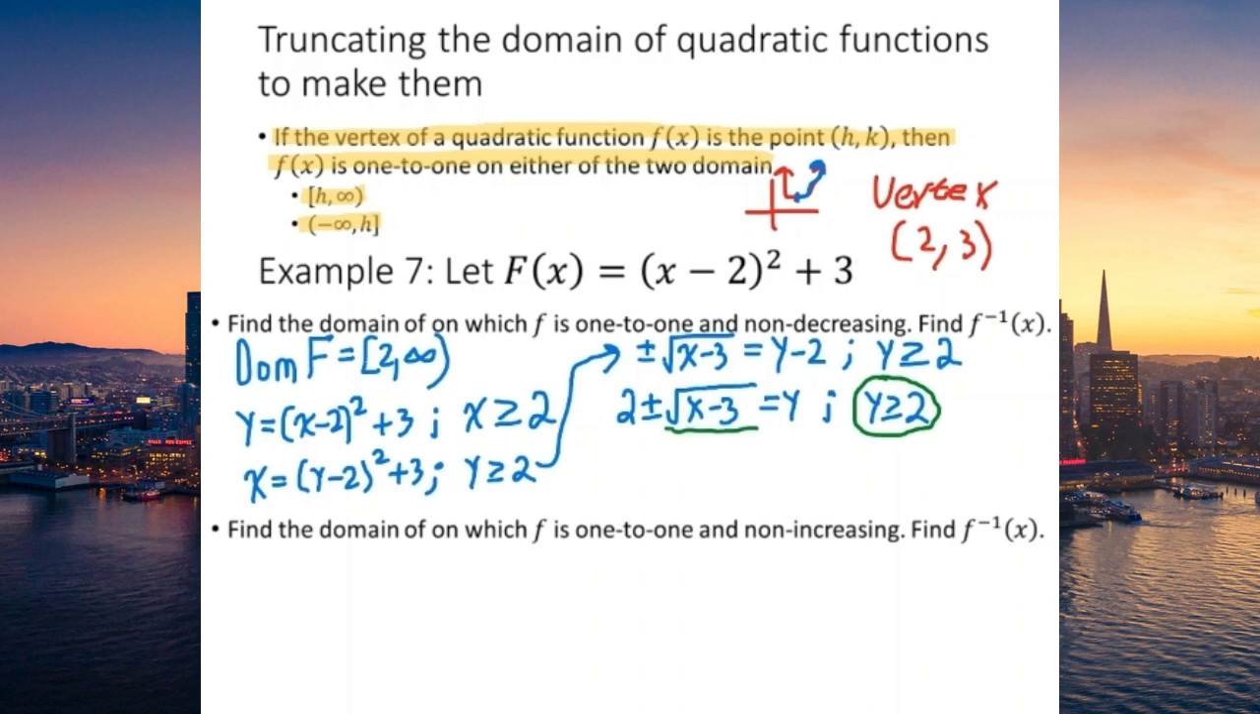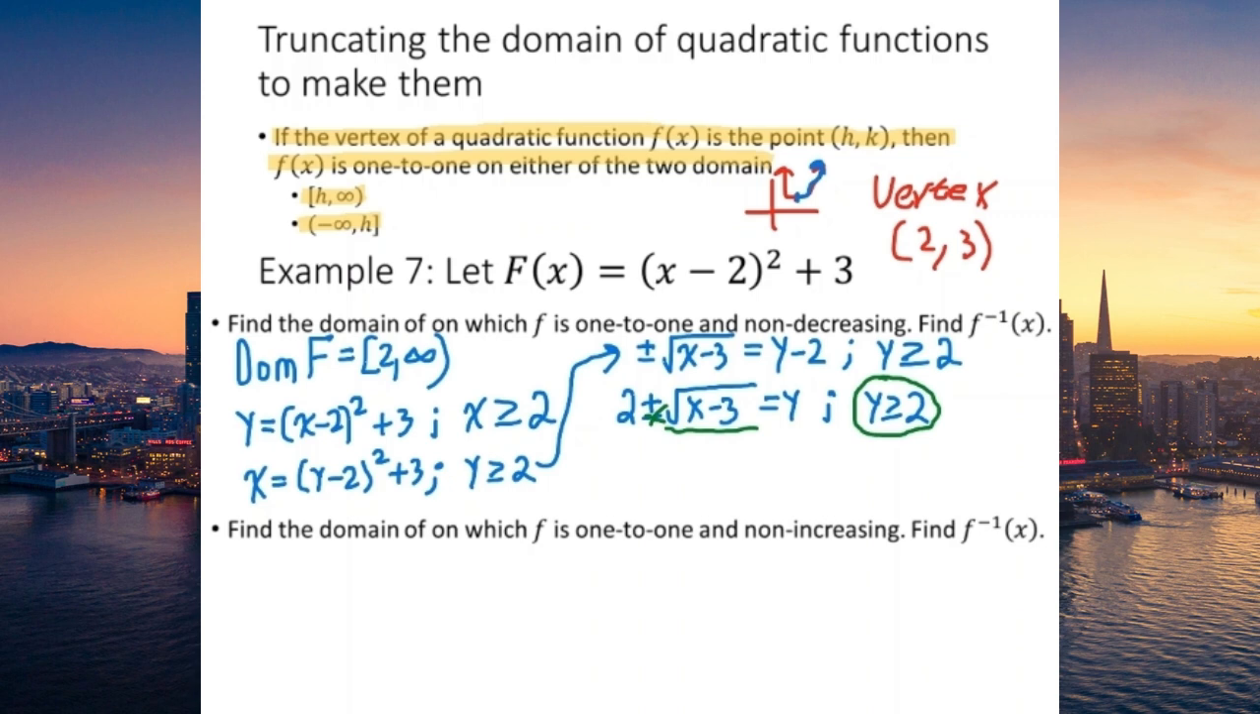Keep in mind, the square root of a number is always positive. So if I do 2 minus something positive, I'm going to get a value smaller than 2, which means the minus cannot be used. But if I do 2 plus something that's not negative, I'm going to get something that's 2 or larger. So the y greater than or equal to 2 tells me the correct sign I should use in the middle is plus.